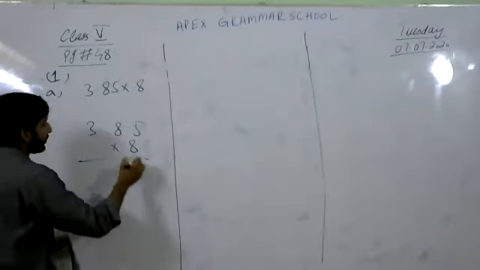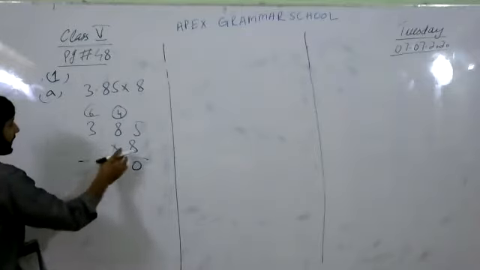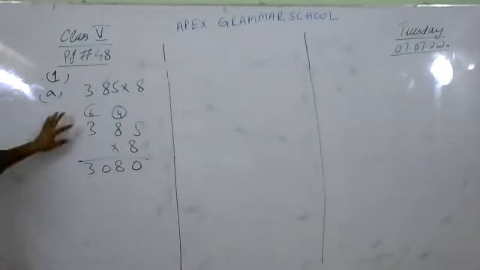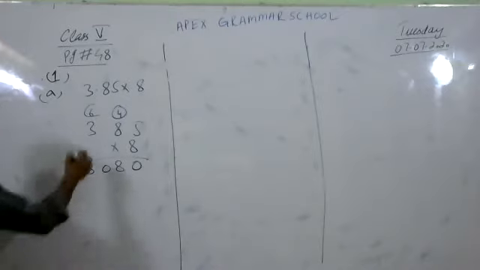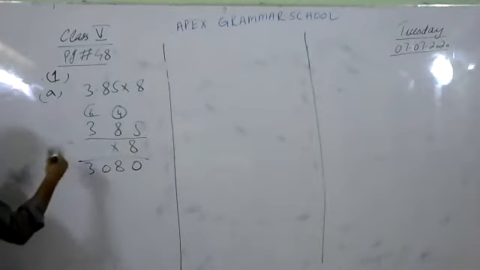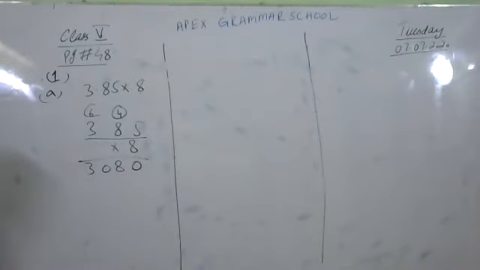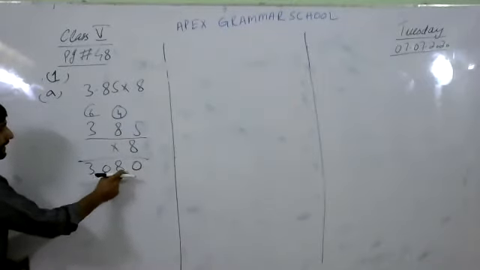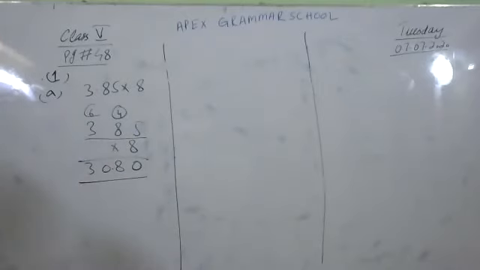8 fives are 40, 0, 4 carry. 8 eights are 64 and 4, 68, 6 carry. 8 threes are 24 and 6, 30. Remember that whenever we multiply a decimal and a whole number, the answer will always be in decimal form. But how can we make this number a decimal? Count the digits after the decimal in the number: 1 and 2. This means that there are 2 digits after the decimal in your answer. From the extreme right side, we will count 2 digits, and then after 2 digits we will make a point. So our correct answer is 30.80.